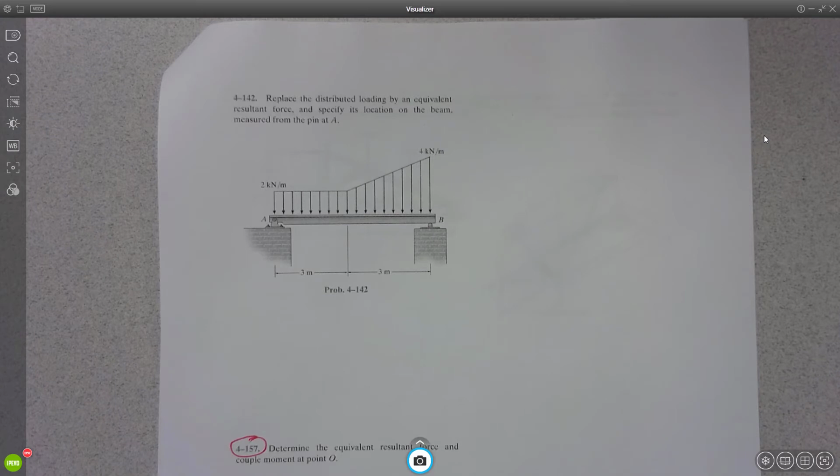Is it really warm in here today? Outside, it feels pretty warm.